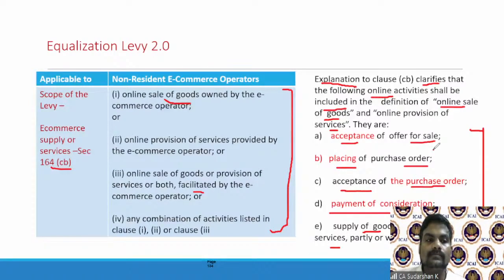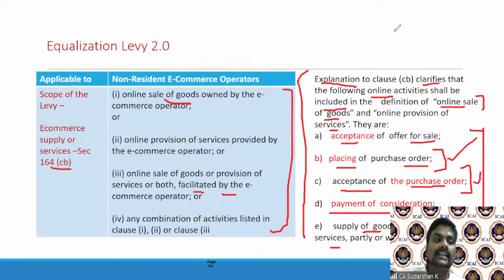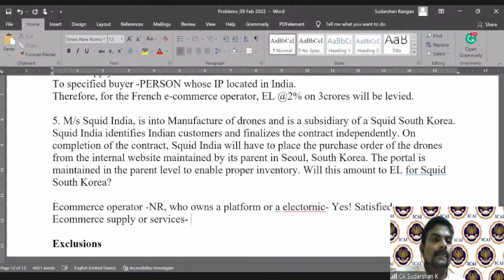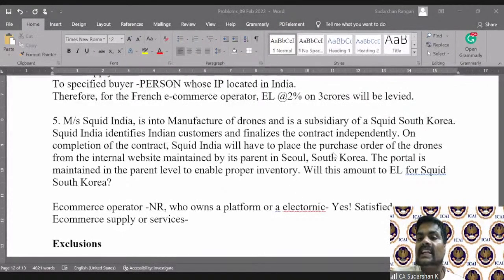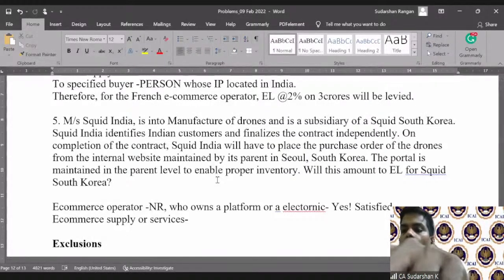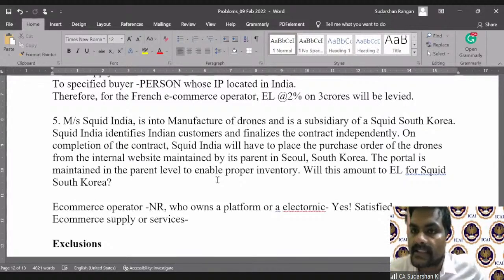In our case, what is happening? Placing of purchase order is happening, and acceptance of the purchase order may also happen. So therefore, this will amount to online sale of goods facilitated by the e-commerce operator. This is huge. Why this is huge is that this is not the digital economy. We are talking about the digitalized economy. Talking about manufacture of drones. These are not your GAFAs, Google, Apple, Facebook, Amazon. These are your proper manufacturing companies. They only digitalized, which is very common nowadays. Like this training, the learning hub, everything is getting digitalized. It's a difference between digital and digitalized.